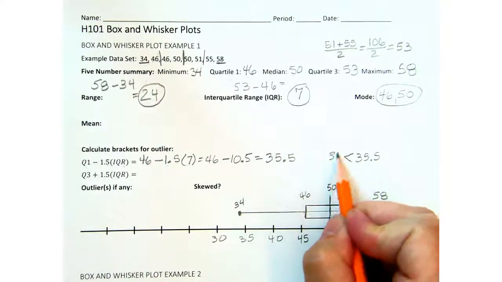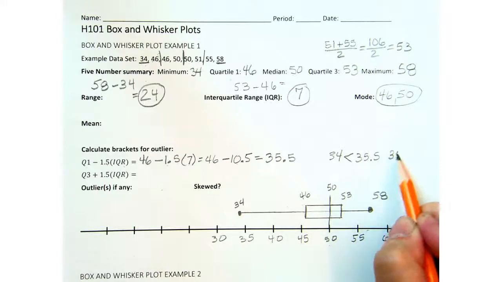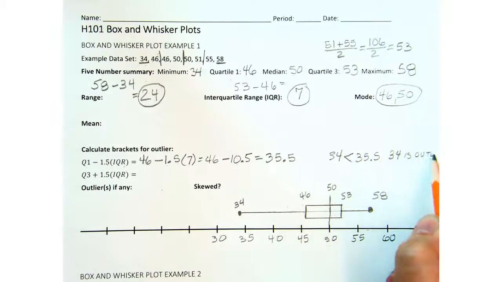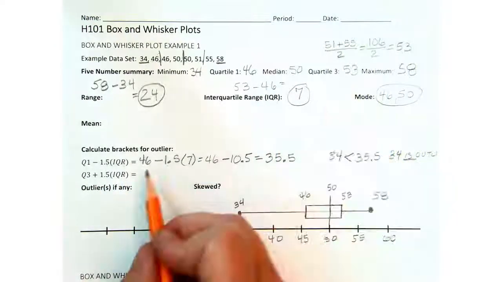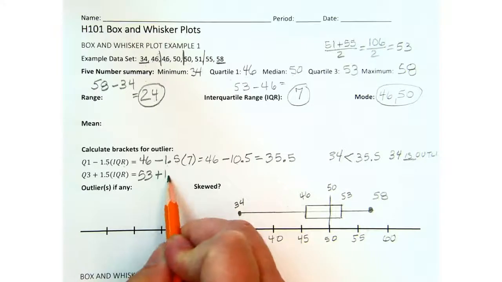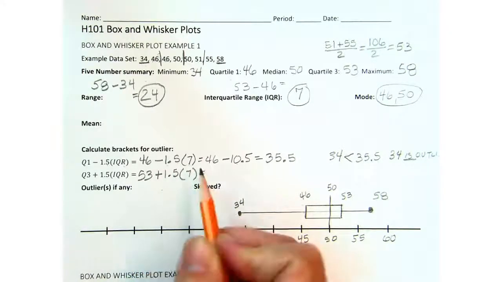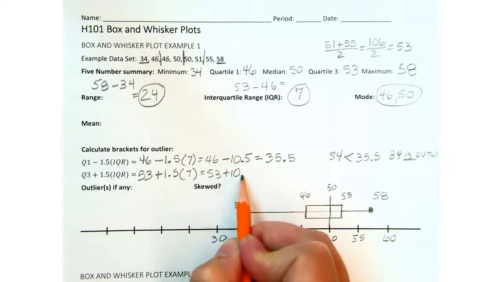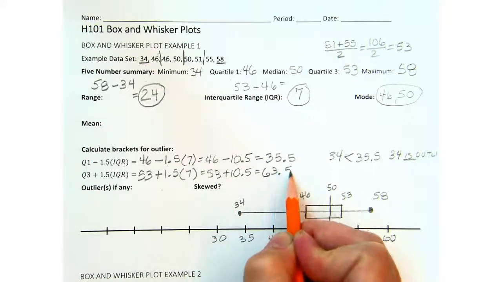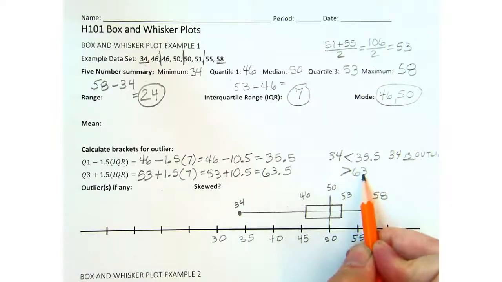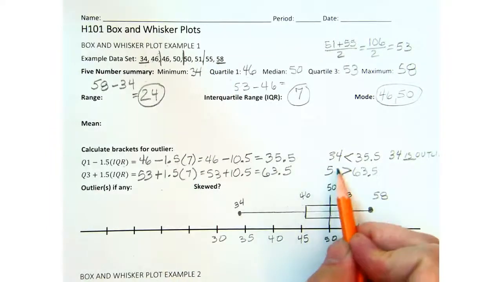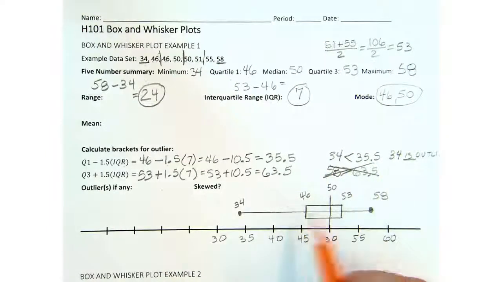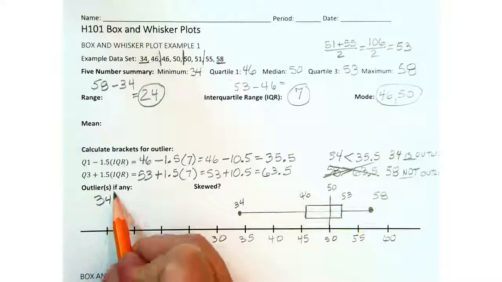the data. There is. 34 is less than 35.5. 34 is an outlier. To determine the upper bracket, use quartile 3, 53, plus 1.5 times 7. This gives us 53 plus 10.5, or 63.5. To use the upper bracket, ask yourself if there is a number bigger than 63.5 in the data. No, there is not. The only outlier, then, is the lower outlier, 34.